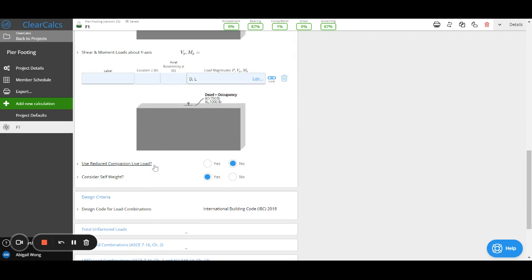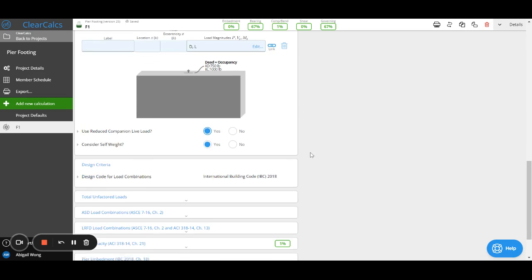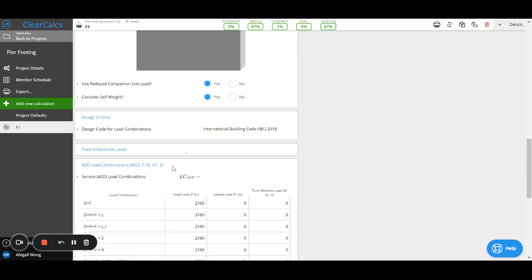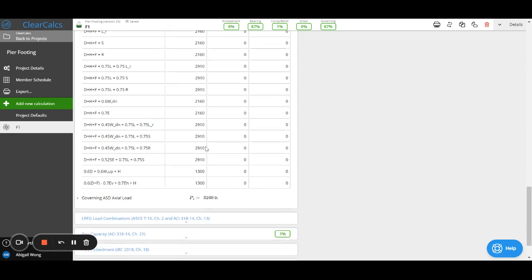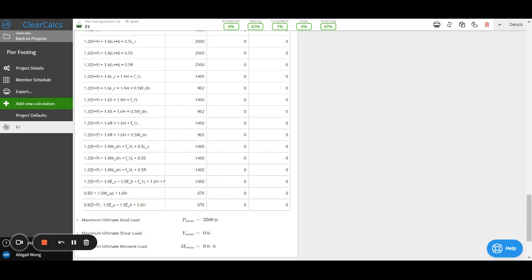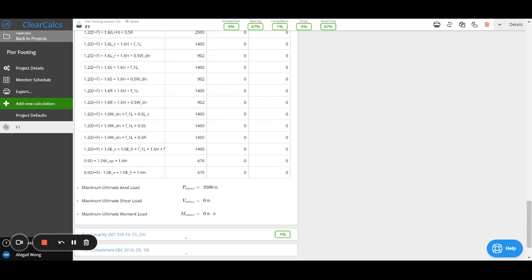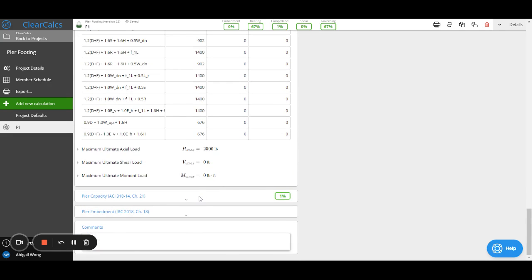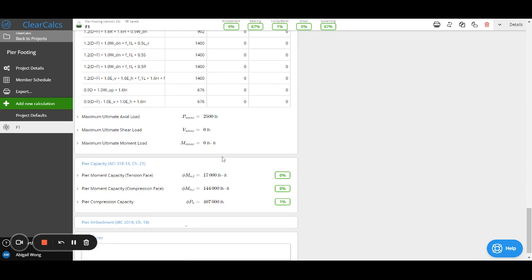We also have the option to use a 50% reduction factor for live loads, as per the IBC. This is only applied in the LRFD combinations. We outline all of the ASD load combos and the governing axial load, as well as the LRFD load combos and the maximum loads here. The pier capacity calculations live all the way down here.